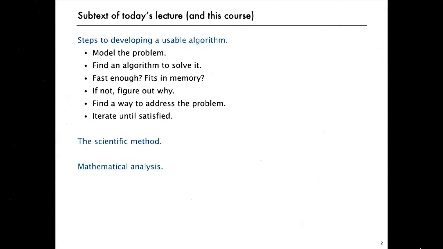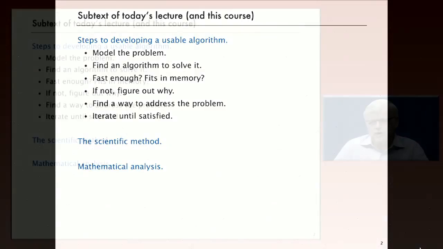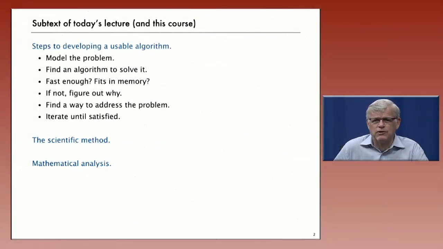The subtext of today's lecture really is to go through the steps that we'll follow over and over again to develop a useful algorithm. The first step is to model the problem. Try to understand basically what are the main elements of the problem that needs to be solved. Then we'll find some algorithm to solve the problem. In many cases, the first algorithm we come up with would be fast enough, maybe fits in memory, and we'd go ahead and use it and be off and running. But in many other cases, maybe it's not fast enough or there's not enough memory.